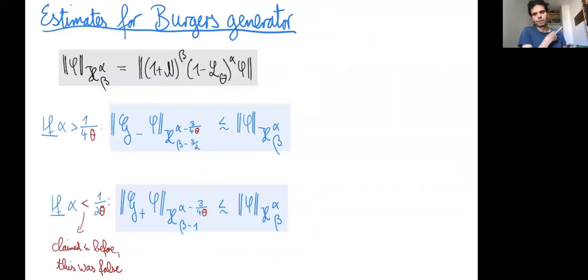What kind of estimates do we have in these new spaces? So before we had estimates of this type, where there was no theta, so theta was equal to 1. So we saw that we lost 3/4 of regularity by the operator g minus. Now we lose 3/4 theta. And the same for the g plus. And this is under the assumption that alpha is bigger than 1/4 theta. So before it was alpha had to be bigger than 1/4. And for this one, alpha has to be less. So we have a maximum amount of regularity that we can get. Alpha has to be less than 1/2 theta.